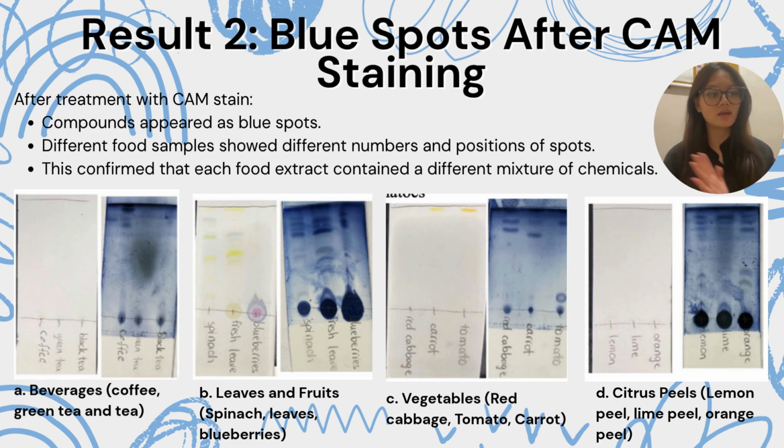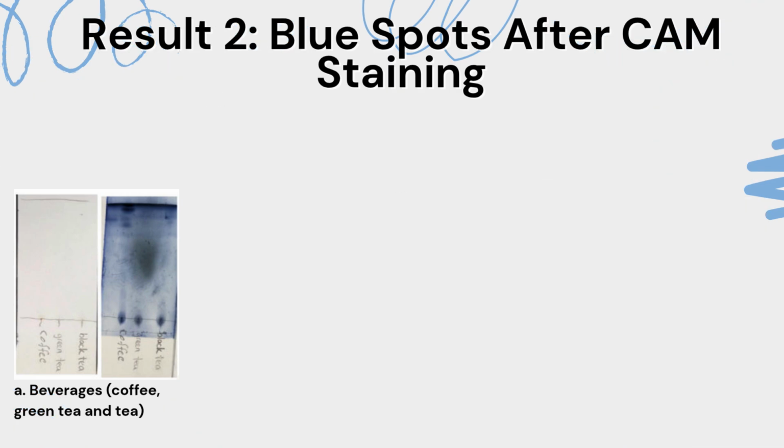As you can see, in A1 we have beverages, we use coffee and green tea; B1 is the leaf and fruit, we use spinach leaf and blueberries; in C1 we have vegetables, we use red cabbage, tomato, and carrots; and in D1 we use citrus peels, we have lemon peels, lime peels, and also orange peels.